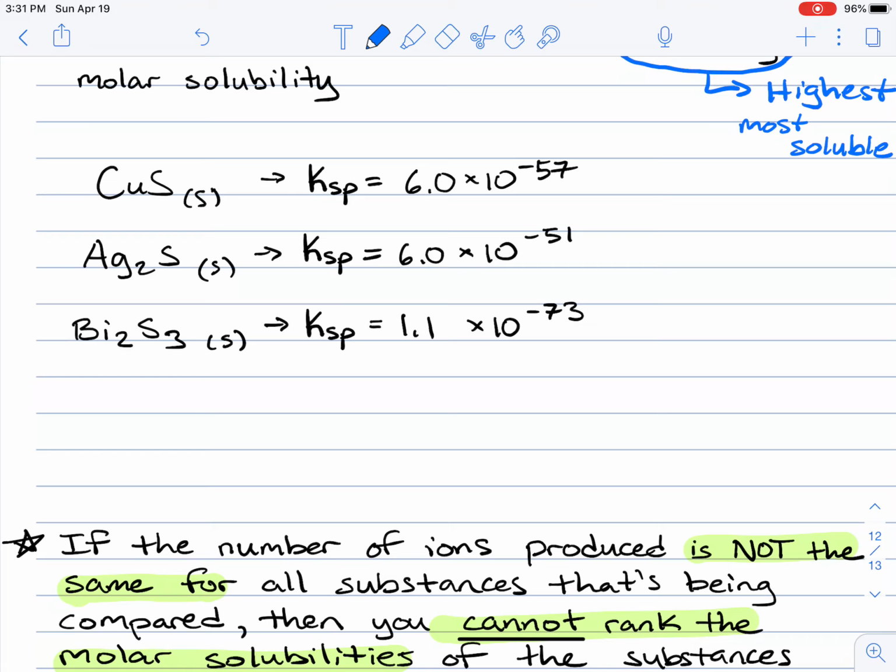And so let's go ahead and start. So we're going to go ahead and do copper 2 sulfide.